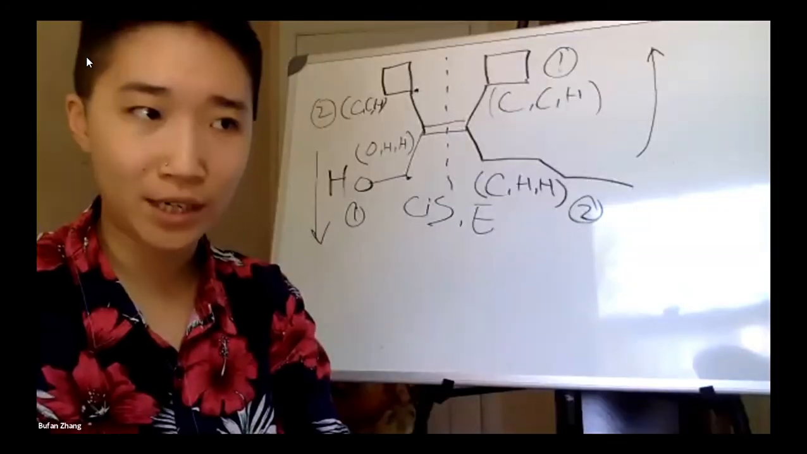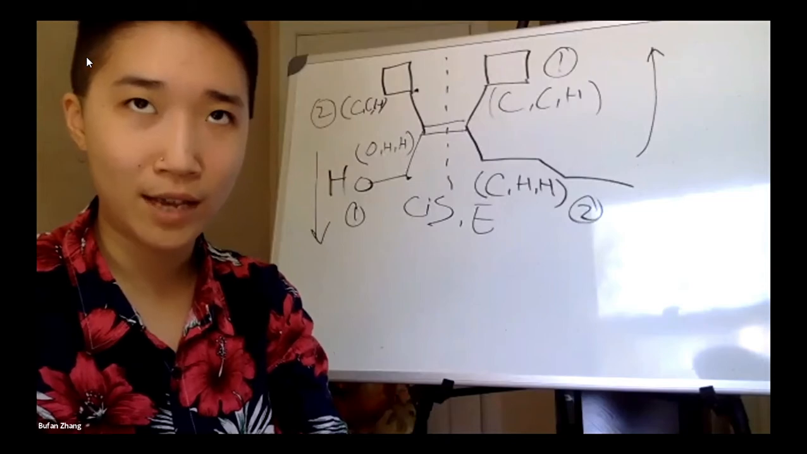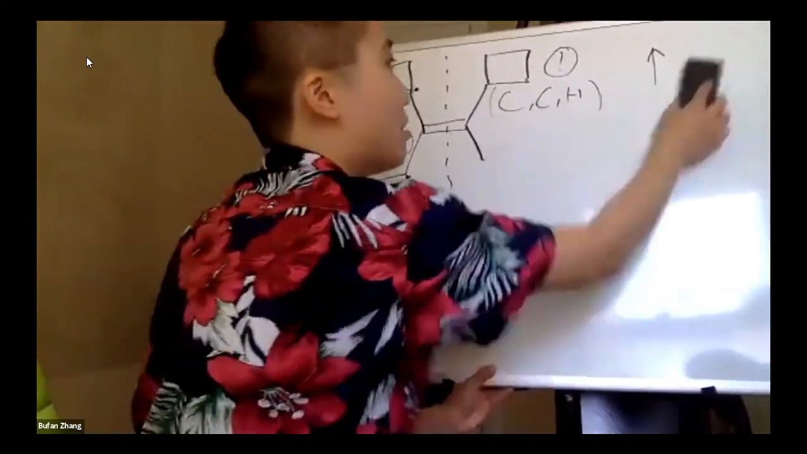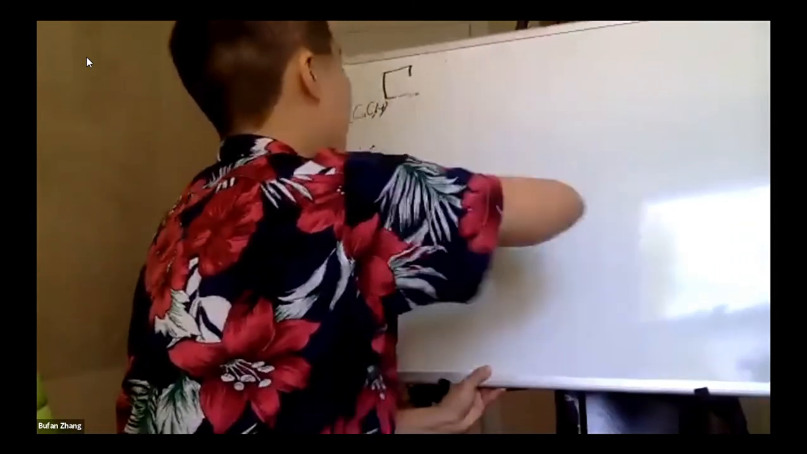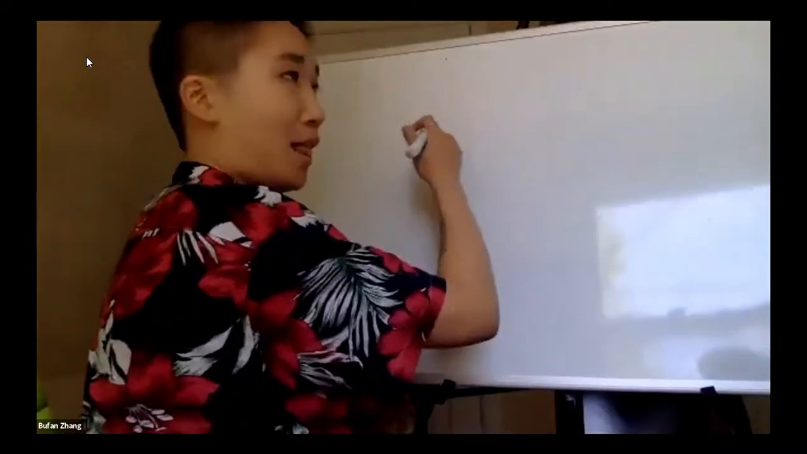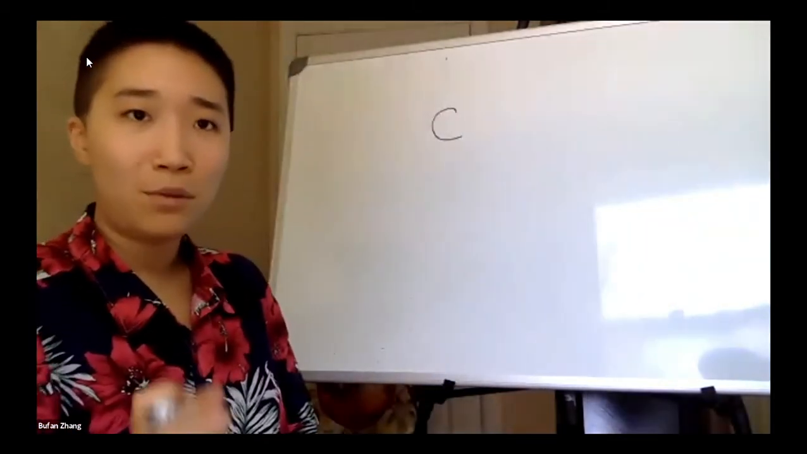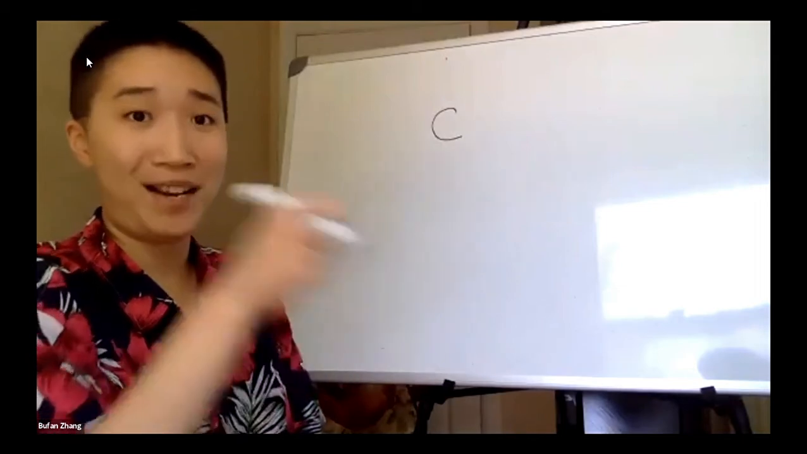Going back to R and S configurations, what happens if the highest priority group is going out of the board, like it's a dashed line? Let's practice doing that. We have 7 minutes left, so why not? We can deal with this. So let me just draw a stereocenter carbon. So you're asking what would happen if we had the highest priority going out?